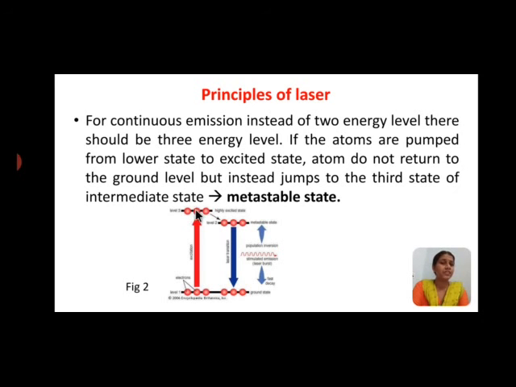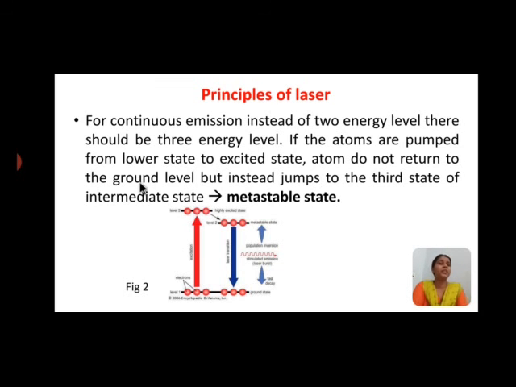In the previous case, with 2 levels, the atom will simply move from ground to higher and then back from higher to ground, and it will emit the energy. But with a 3rd energy level, it is different. The atom will first move from level 1 to level 3. After that, it will move from level 3 to level 2, and then from level 2 to level 1. While moving from level 2 to level 1, it will emit the photon. So this intermediate state, we call it a metastable state. Another name for the metastable state is an intermediate state.